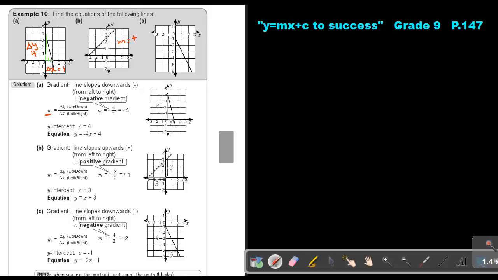Okay, now again, draw for yourself a triangle from those 2 points. So what will be delta y? 1, 2, 3. What will be delta x? 1, 2, 3. So delta y over delta x, that's 3 over 3, which will be 1. What is the value of c? The value of c is 3. It cuts the y-axis at 3. So what will be the equation? Y equals, because the gradient was 1, 1x plus 3.